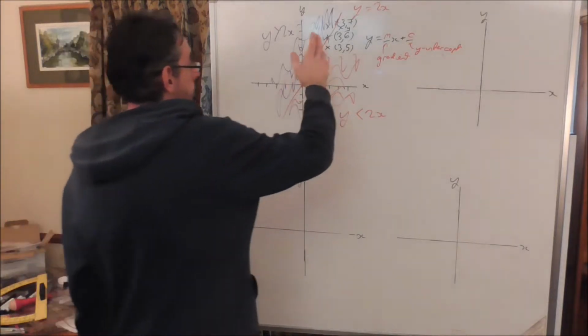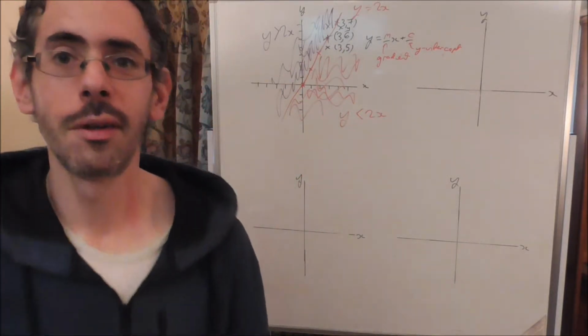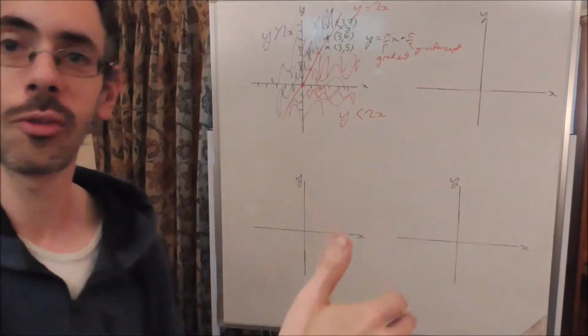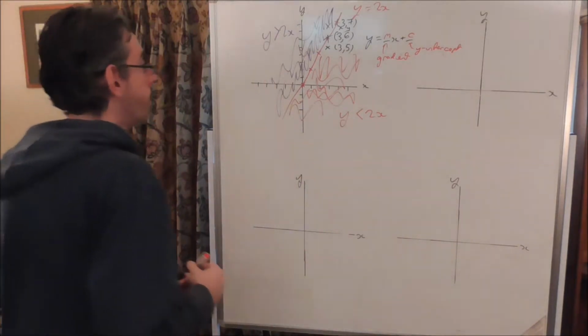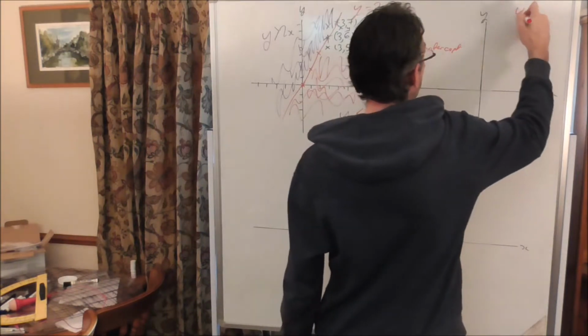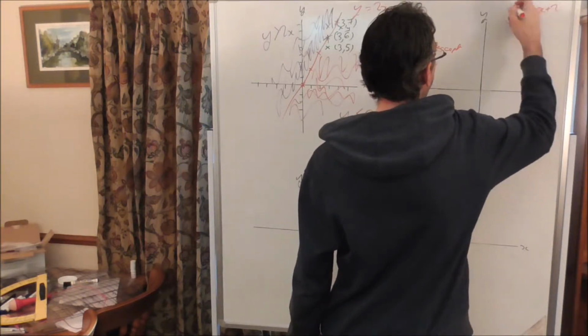So for points on the line, the y-coordinate equals 2 times the x-coordinate. Above the line, y is greater than 2x. Below the line, y is less than 2x. Right, with that in mind, let's do another one. Let's shade the region y is greater than x plus 2.